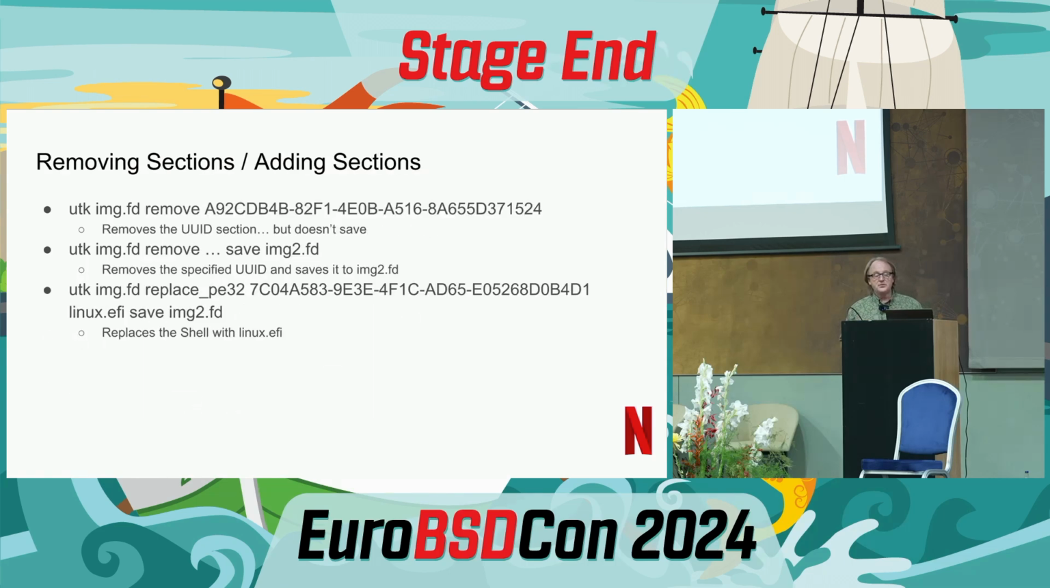So generally, you would go through and you would remove a number of sections and then replace the shell with Linux and save it. And that's what this is trying to do. Unfortunately, you have to do it by UUID. So you're looking at the scan output to find the UUID that corresponds with the thing you want to remove, and you create a list.